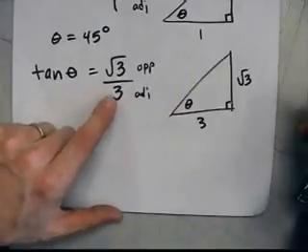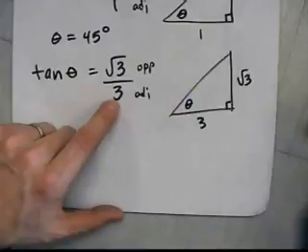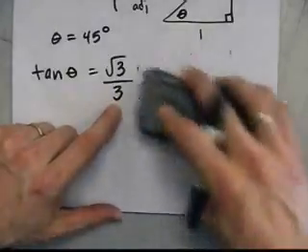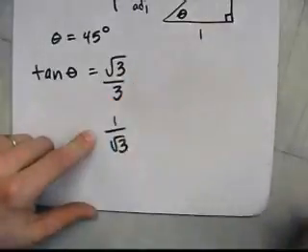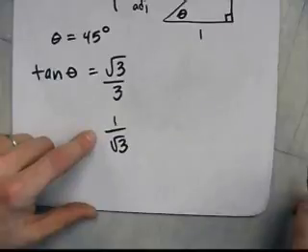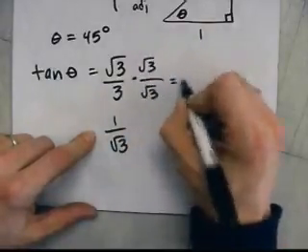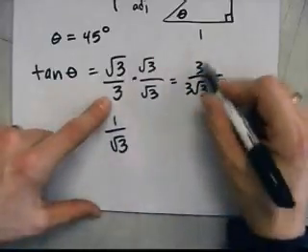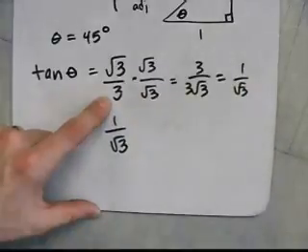That means we have to tweak this just a little bit. Square root of 3 over 3. What was the answer right before we got this? It was 1 over square root of 3, right? So if I multiply the top and the bottom by square root of 3 over square root of 3, that would give me a 3 on the top, divided by 3 square root of 3. The 3's cancel, so I get 1 over square root of 3. So we're going backwards.